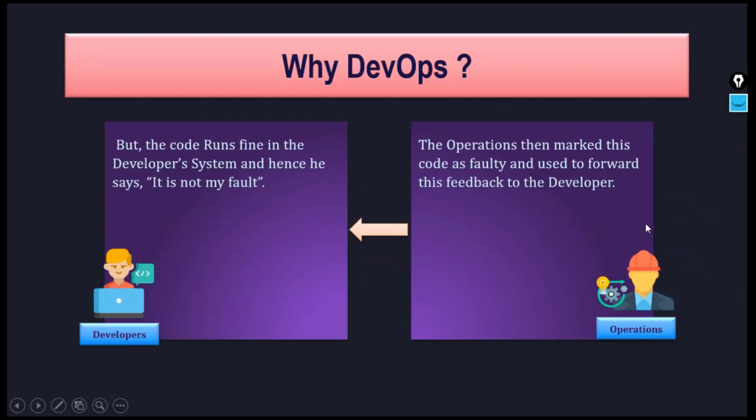The operations team says that the code is faulty because it is not running over here. But the developers will say it is not my fault. It is human nature. You will never admit your fault because you are a very intelligent guy, there's no doubt about it. You have tuned your environment in such a way that your faulty program runs very fine.